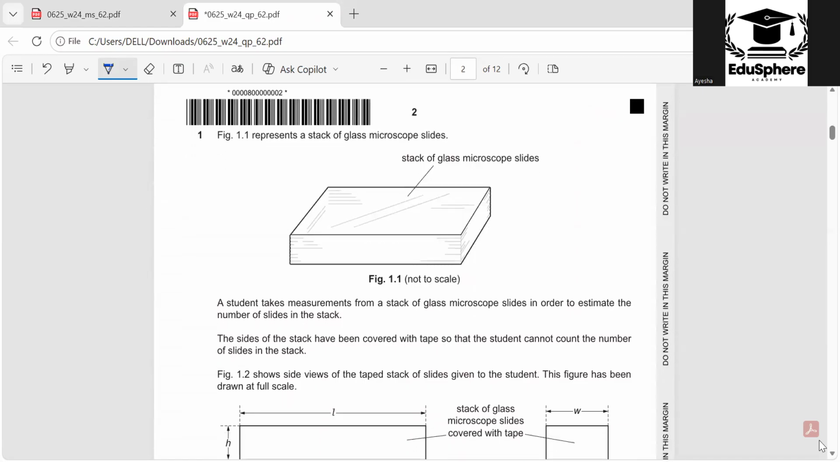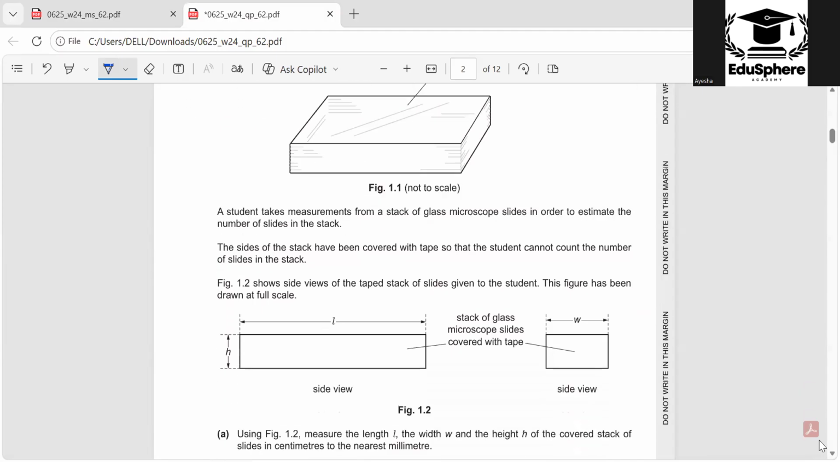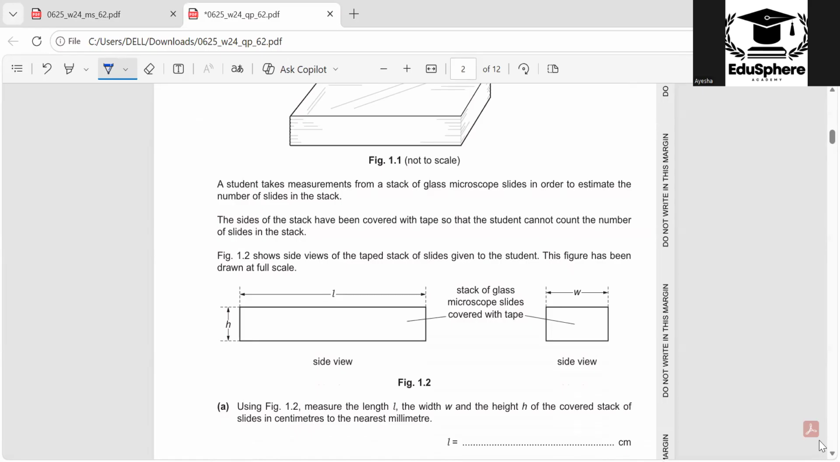The figure represents a stack of glass microscope slides. A student takes measurements from the stack of glass microscope slides in order to estimate the number of slides in the stack. The slides of the stack have been covered with tape, so the student cannot count the number of slides in the stack. Figure 1.2 shows the side views of the taped stack of slides given to the student.